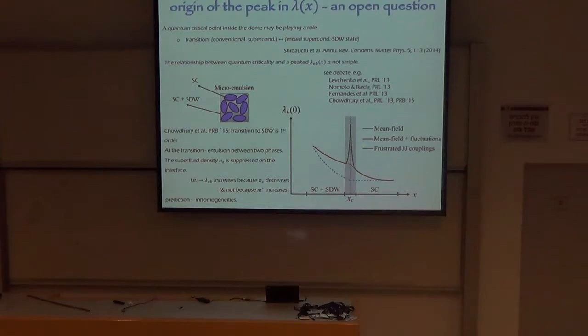There's recent work that says that what's going on here is actually a first order phase transition where you have a microemulsion between the two phases. And so you have superconductivity being suppressed in the boundary region between these two phases, and as a result, the penetration depth goes up. In this picture, lambda increases because the superfluid density decreases. In other work, it's the effective mass that's increasing and causing the penetration depth to go up.